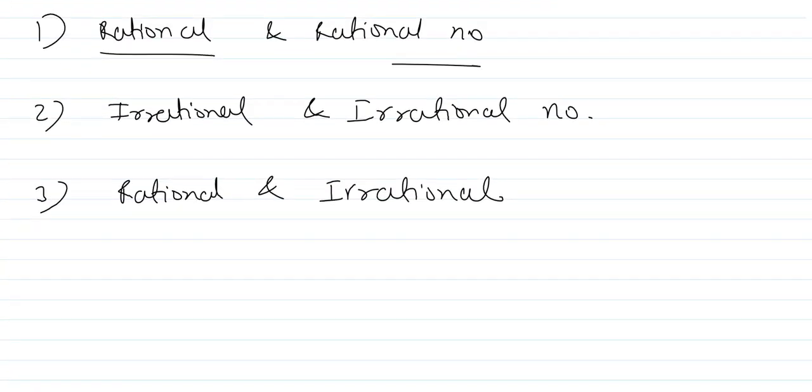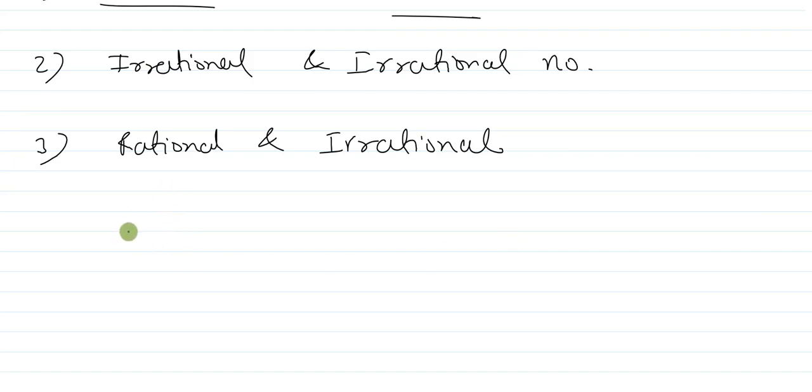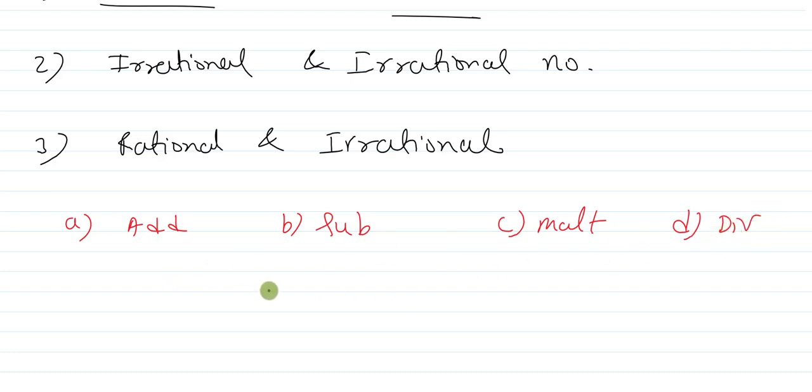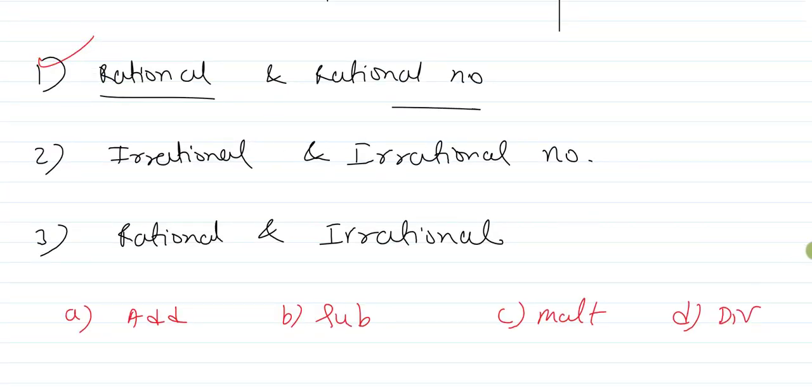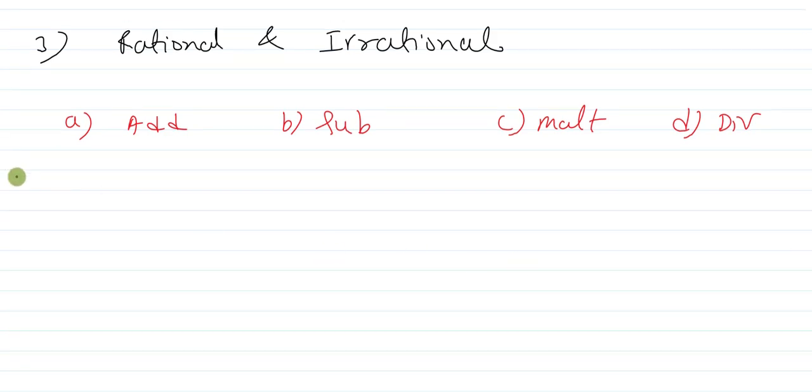We know there are four basic mathematical operations in maths, that is sum or addition. First one is your addition, right? Second one is your subtraction. Third one is your multiplication, and fourth one is your division, right? Now if I take two rational numbers and add them, what will happen? Let's take some example for addition of two rational numbers. That is our first type, rational number and rational number, two operations.